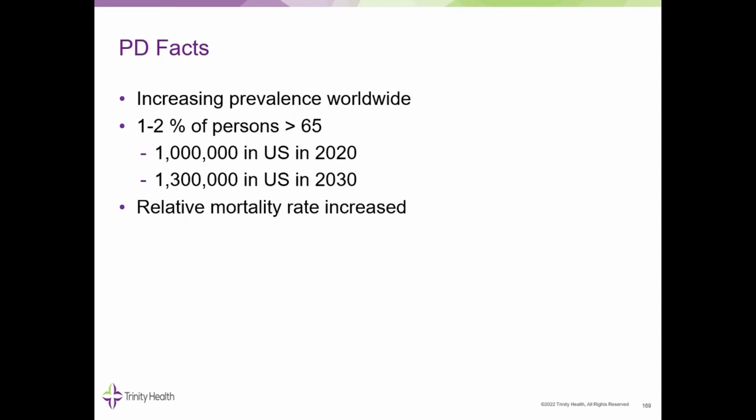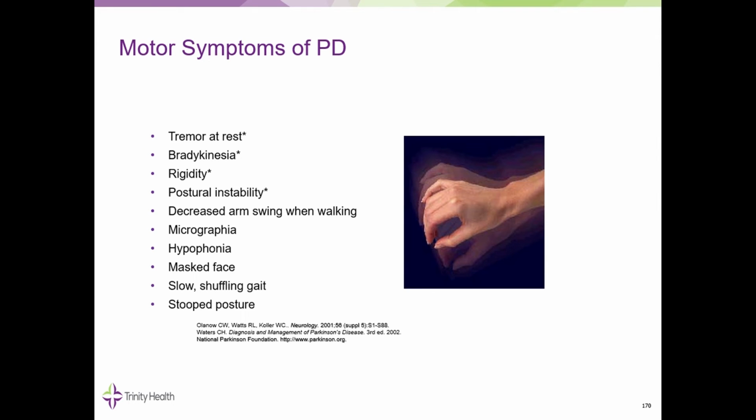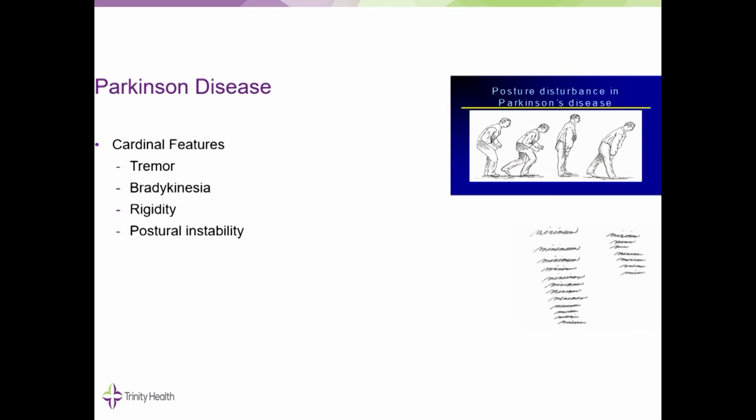So we do know that Parkinson's seems to be increasing, and we're not going to go into everything. Motor symptoms of Parkinson's disease, I think you guys are probably well aware of all of these issues: tremor at rest, slowness, rigidity, changes in arm swing, some decreased size of handwriting. I think we've seen this slide already, the postural changes, an example of micrographia.